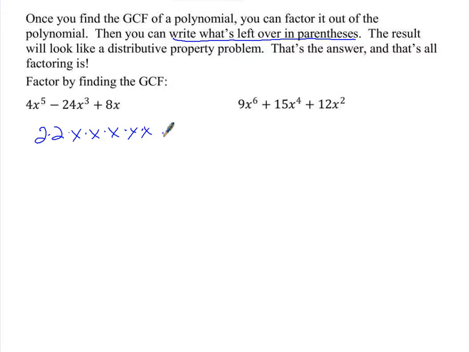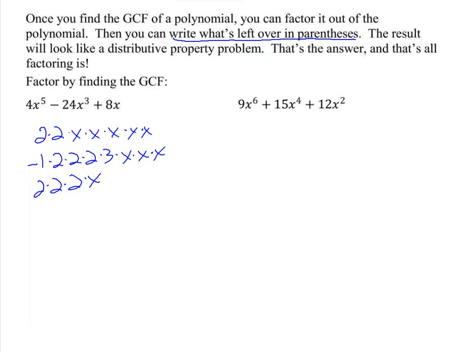Good. And what does negative 24x to the 3rd turn into? Negative 1 for sure, and then times 2, that leaves me with 12. So then times 2, that leaves me with 6. So then 2 times 3. That's how you can kind of do that in your head. Times x, times x, times x. And then 8x turns into what? Good. All right, so these are now factored completely, but that's not what this is asking me to do.